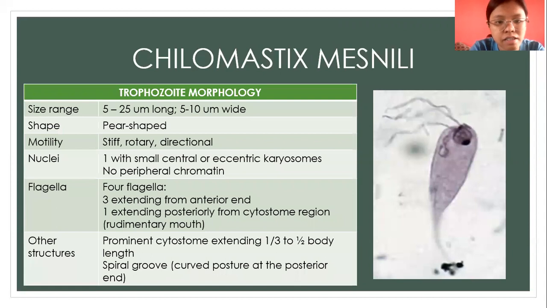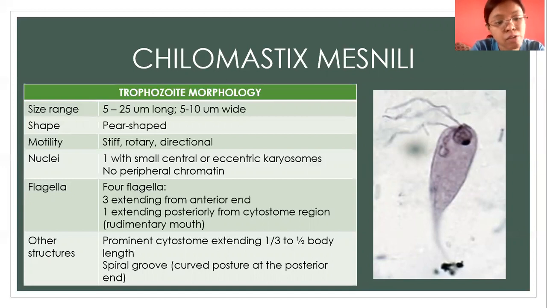So, next natin is Chilomastix mesnili. So, size range ng ating trophozoite is 5 to 25 micrometer long to 5 to 10 micrometer wide. So, same din siya with Giardia, pear-shaped din. Pero, ang pinagkaiba niya is yung kanyang motility. Kung ating Giardia ay falling leaf, ang ating Chilomastix naman is stiff, rotary, and directional.